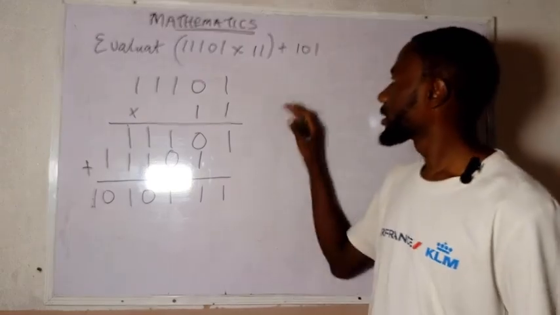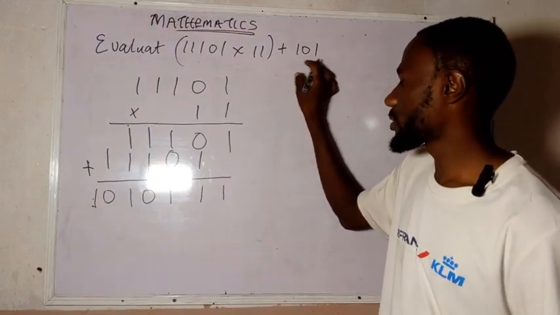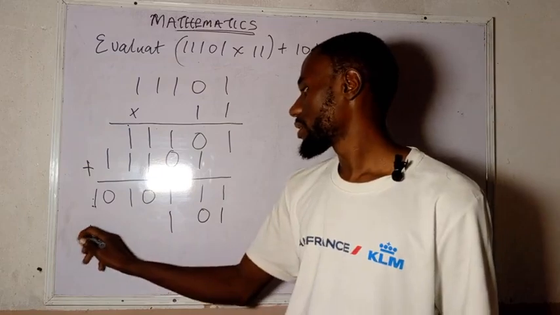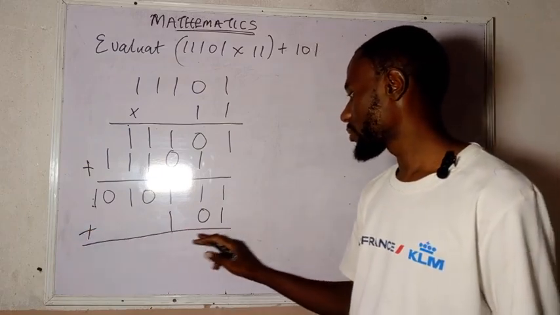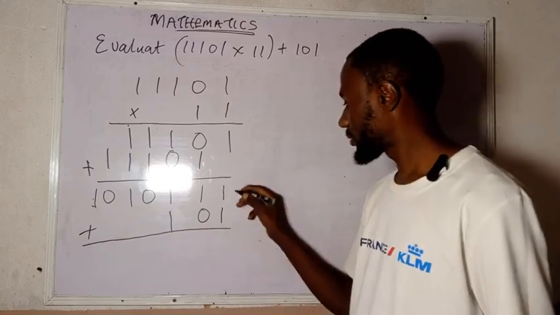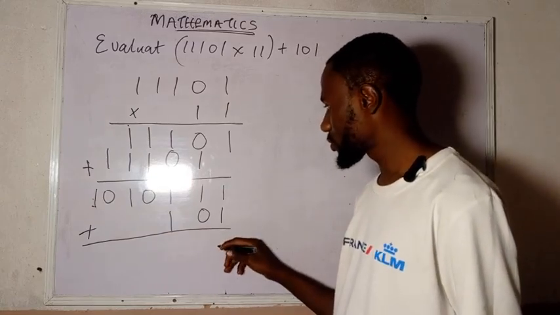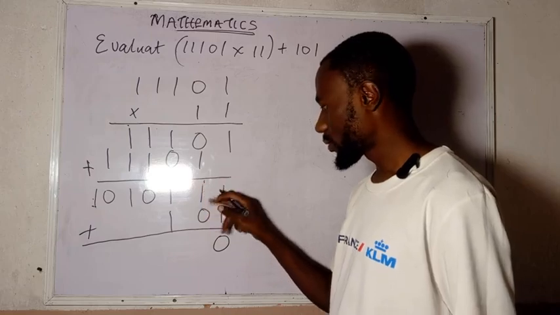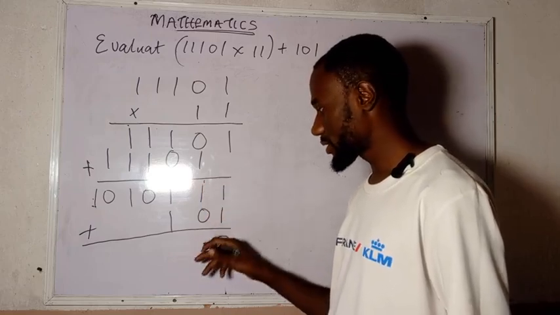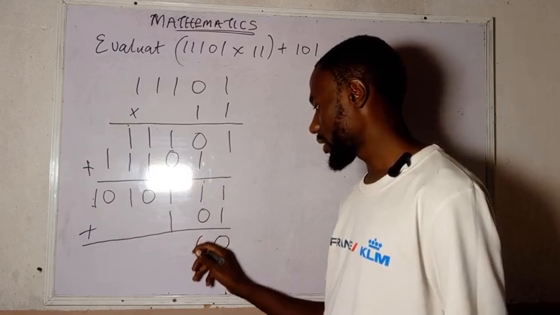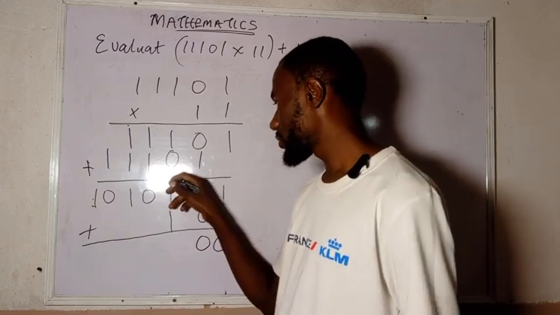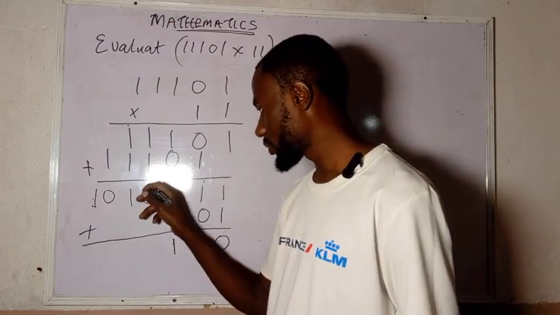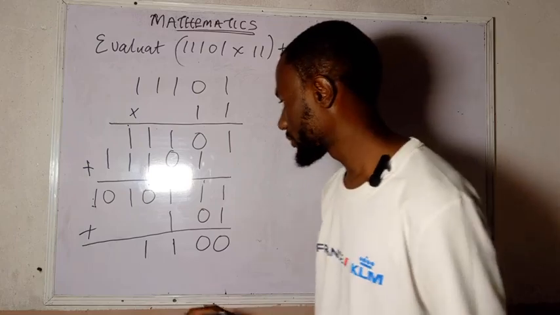Remember, they asked to add with the last number, which is 101. Let's add. We add these numbers, we get 1 plus 1 also is 0, carry 1. The one you carry, we attach with this one. If you add with this one, will be again 0, carry 1. If you add 1 plus 1 plus 1 is 11, 1 carry 1. The one you carry here is 1.